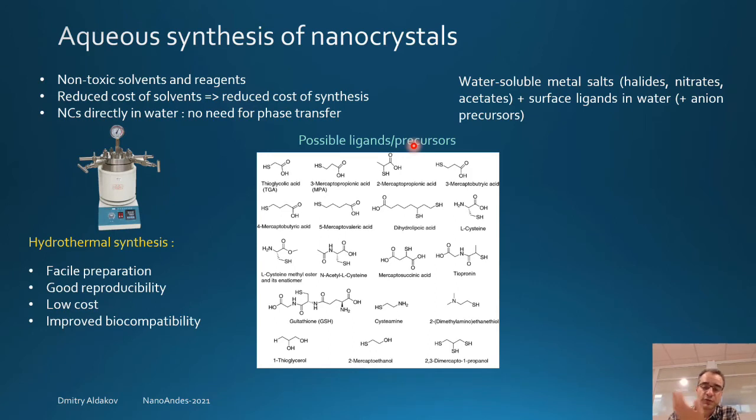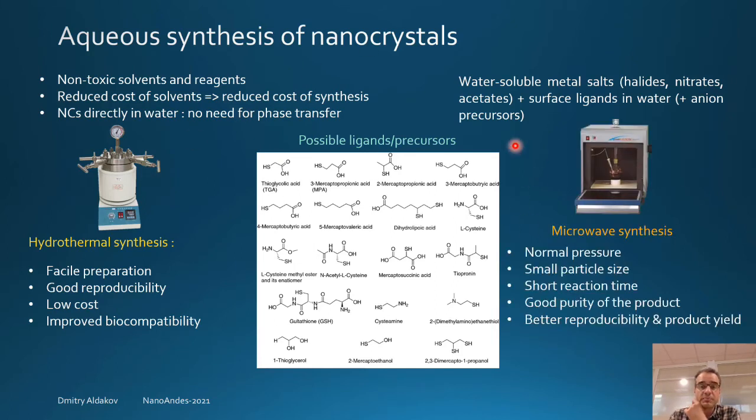Typical synthesis for colloidal semiconductor nanocrystals is hydrothermal synthesis. You just mix everything together, close it in an autoclave, and heat it. You get a low-cost, really simple synthesis, which gives you good reproducibility.